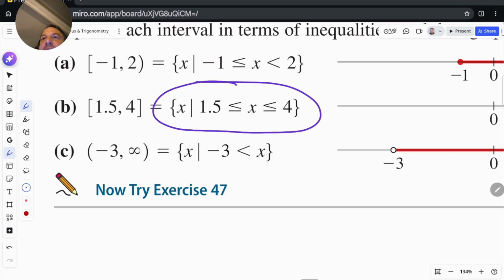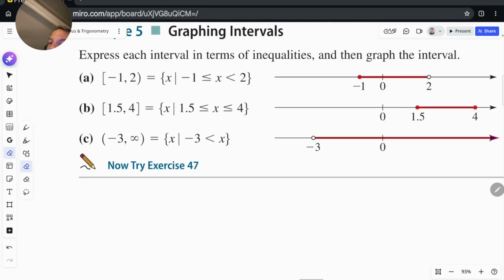We'll read that as the set of all x such that positive 1.5 is less than or equal to x, and x is less than or equal to 4. All right, let's take a look at C now.